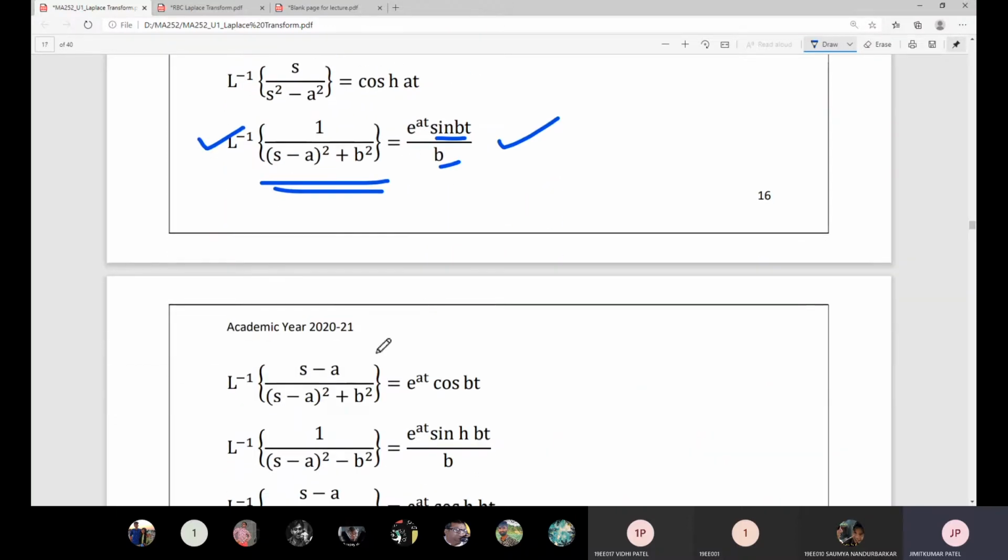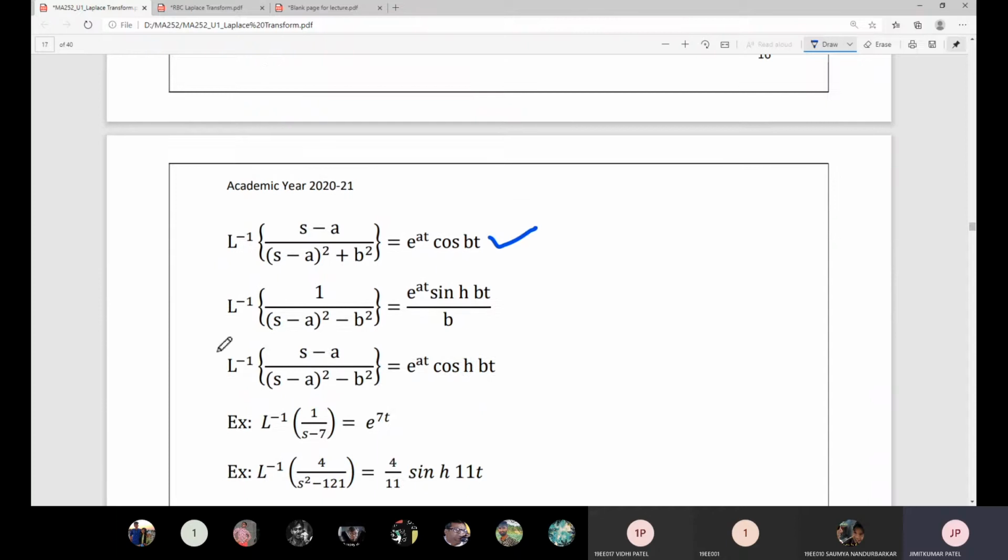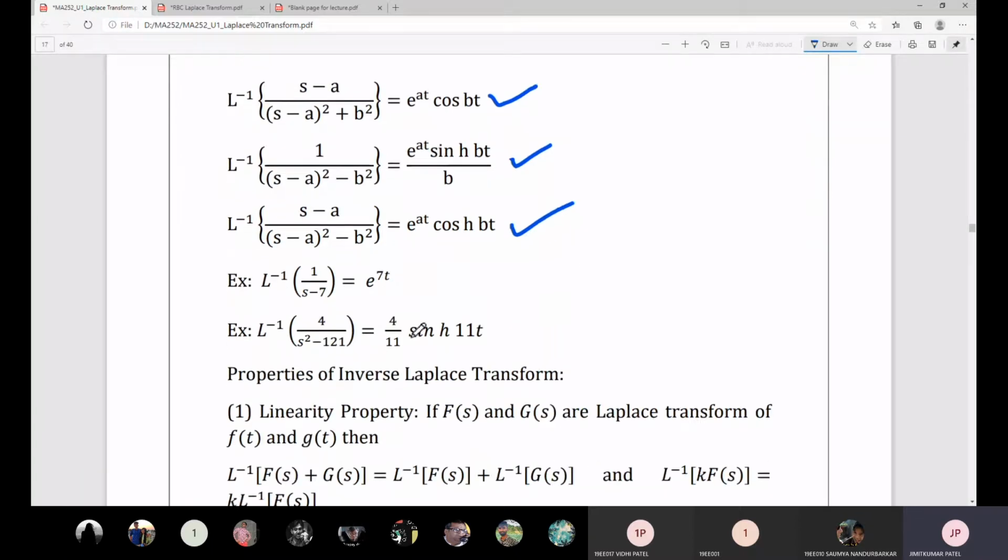Laplace inverse of s minus a upon s minus a whole square plus b square is nothing but e raised to at into cos bt. Laplace inverse of 1 upon s minus a whole square minus b square is nothing but e raised to at sin hyperbolic bt by b. Laplace inverse of s minus a divided by s minus a whole square minus b square is e raised to at cos hyperbolic bt. Also we derived the Laplace inverse of 1 upon s minus 7. It is nothing but e raised to at, means e raised to 7t. Here a is equal to 7.